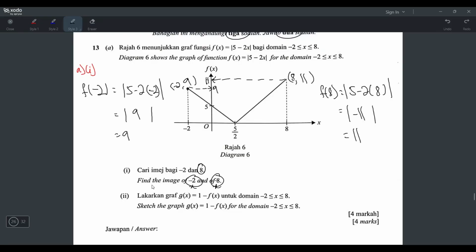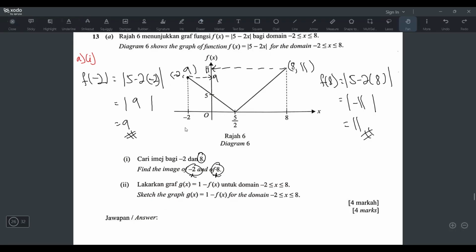Okay, the question asks for what? Image of -2 and 8. So this is the answer. You don't have to write in coordinate form for them like that. No need, because the question asks for the image. So image of -2, just write 9. Image of 8 is 11. Just write like that, that is good enough.